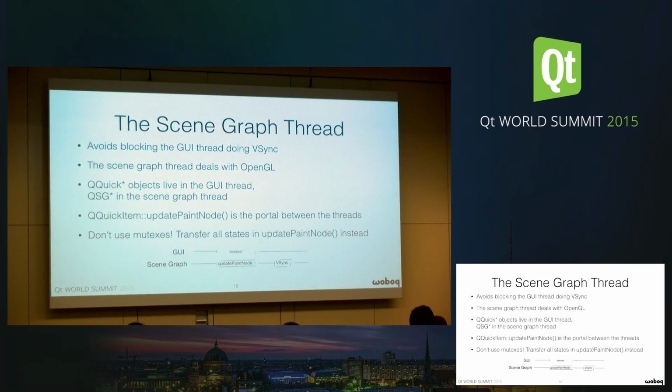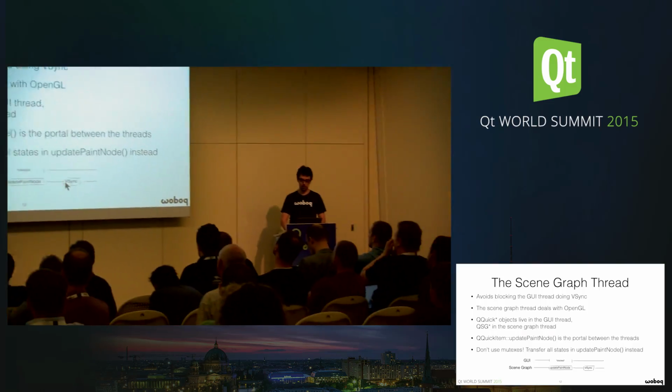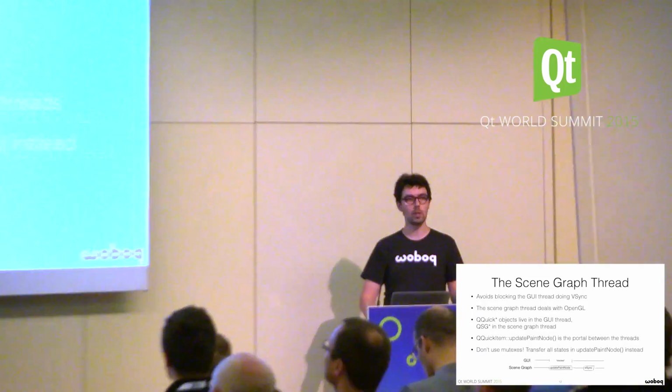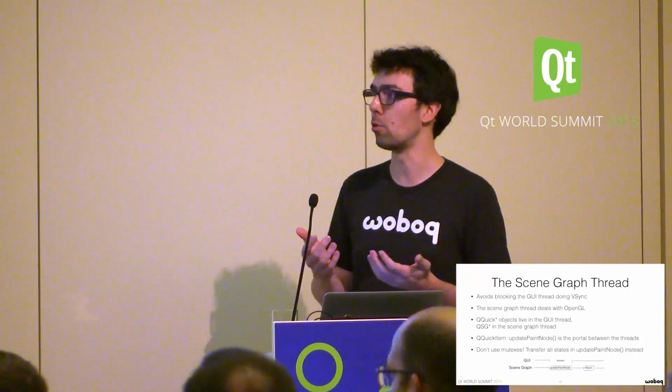So like we see at the bottom here, the scene graph is going to wait for vsync, while the GUI thread can go back and handle events and do useful stuff. And in general, the way that the classes are separated is that QQuick classes live in the GUI thread and QSG classes live in the scene graph thread, even though both of them are in the QtQuick module.